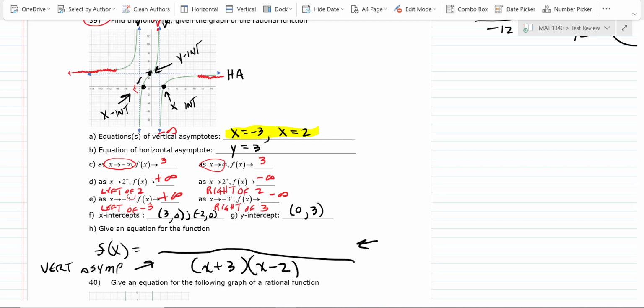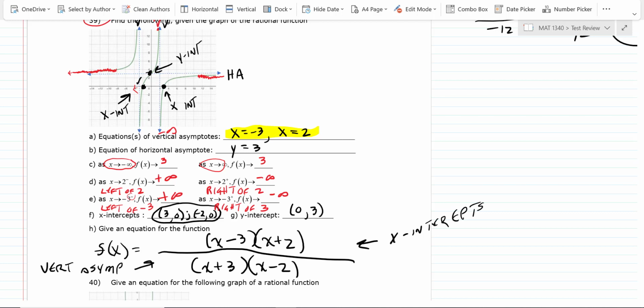Okay, the numerator is where the x-intercepts come into play. So it goes like this. Look at your x-intercepts. Your x-intercepts were 3 and -2. So that means in the numerator, you're going to have x minus 3, x plus 2. Okay, you guys understand why I'm doing the signs the way I am? Just opposite, okay? But just remember, x-intercepts are factors in the numerator. Vertical asymptotes are factors in the denominator, okay?